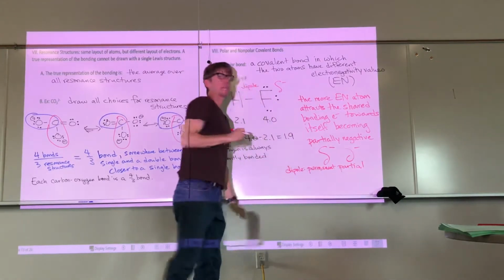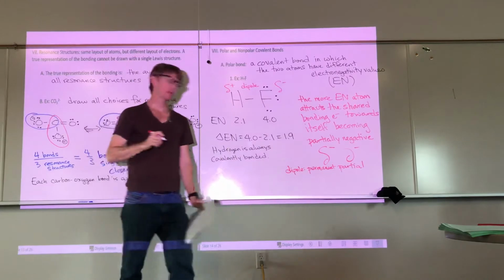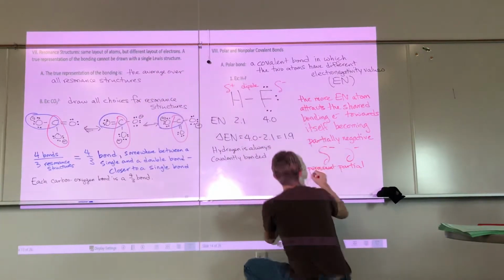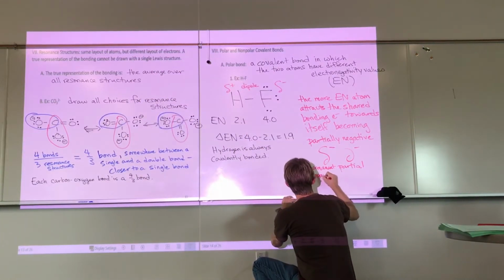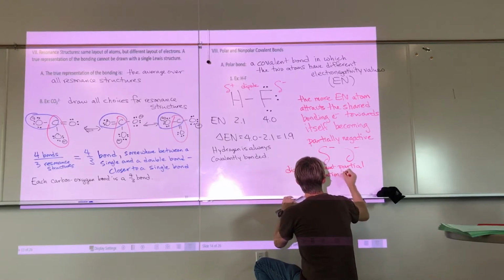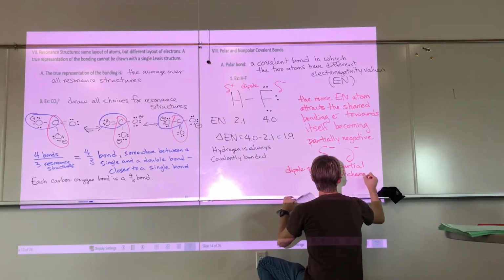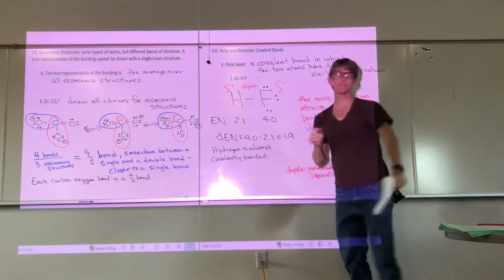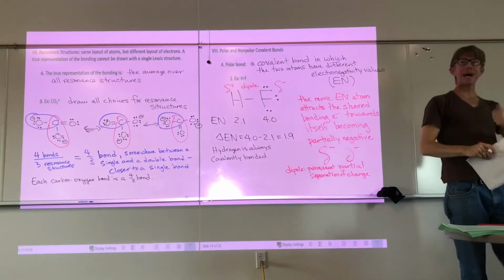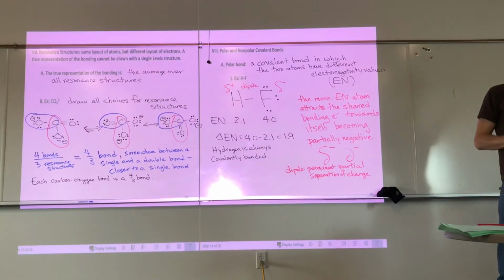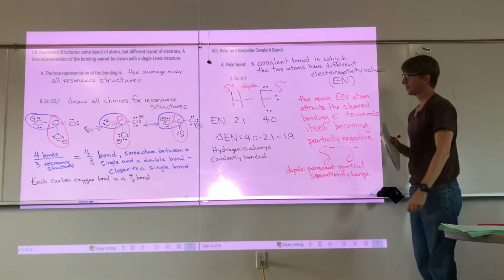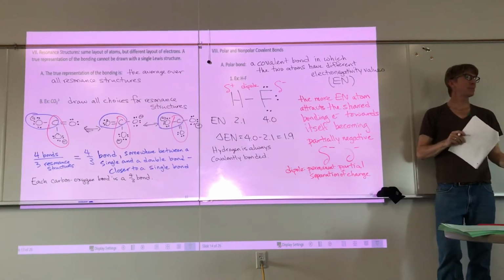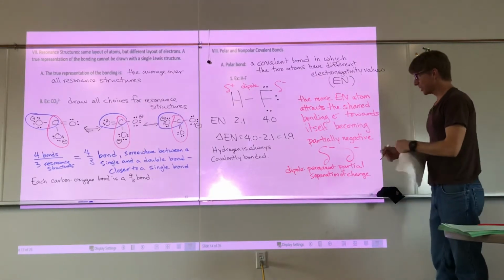A dipole is a permanent partial separation of charge. And so now we have dipoles, which give us charges, partial charges. We have formal charge. We have oxidation numbers. We have so many different versions of charges. And in fact, dipoles are so important, we'll have two ways to represent them.